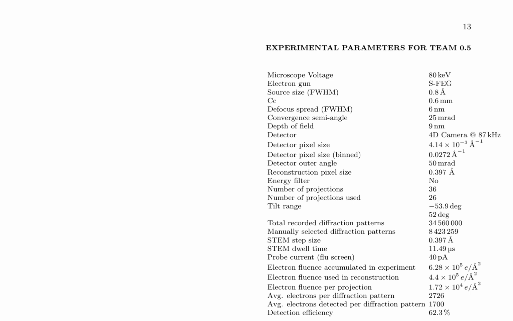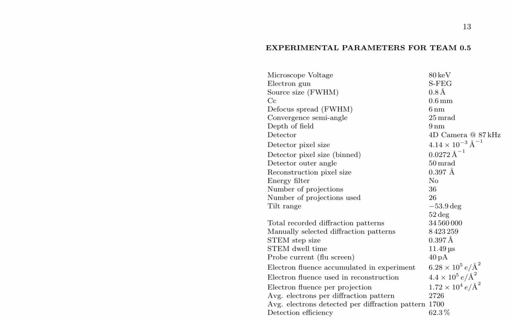The experimental setup for end-to-end ptychographic tomography detailed in Table 2 involves a microscope voltage of 80 keV with an SFEG electron gun, featuring a source size of 0.8 Å. The Cc value is 0.6 mm, with a defocus spread of 6 nanometers and a convergence semiangle of 25 mrad, providing a depth of field of 9 nanometers.